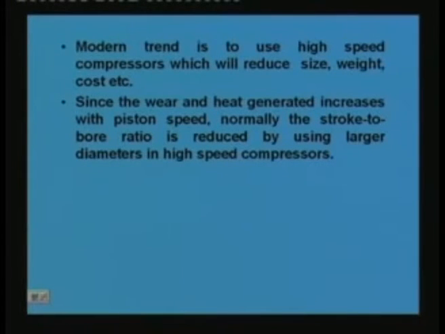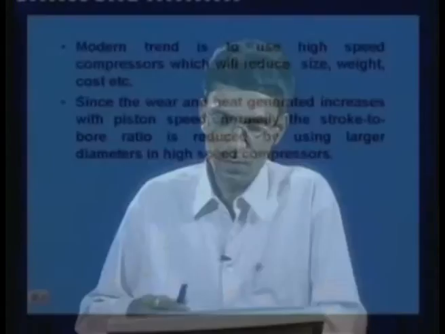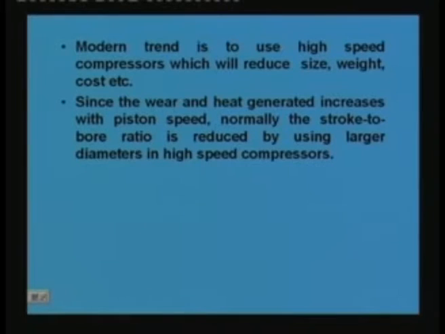There is one problem when you go for very high speed compressors. What is the problem? When the speed is very high, the heat generation also will be high, and there won't be sufficient time for heat to be rejected from the compressor. So this is one constraint on the highest speed of the compressor. That is what is mentioned here. And as I have already mentioned, when you have high speed compressors, normally we go for a larger diameter so that we can reduce the frictional losses.